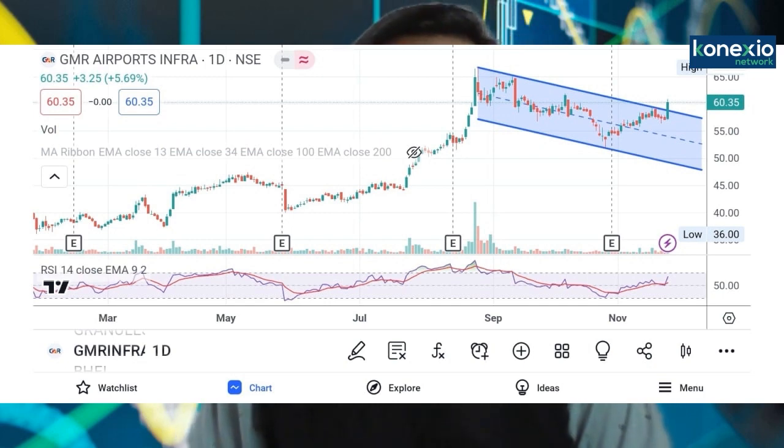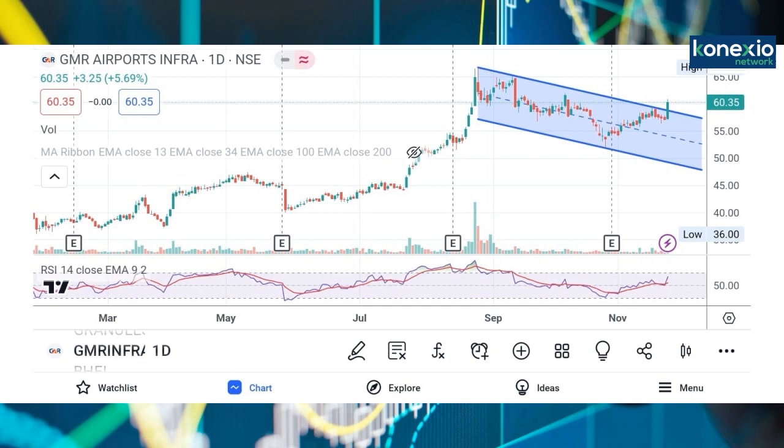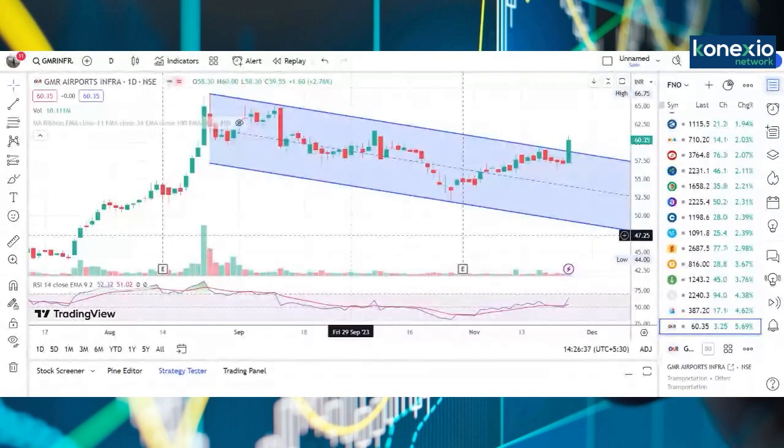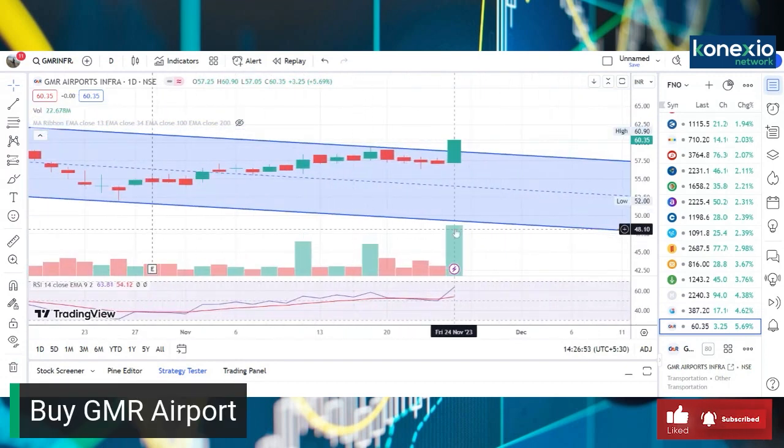Now this stock has been consolidating for quite a while, and on Friday it has given a breakout of this consolidation. You can clearly see the price volume action. It has given a kind of a flag pattern breakout, or if we want to be a little conservative, then we will consider it as a falling channel breakout. You can see engulfing bullish pattern supported with strong volumes.